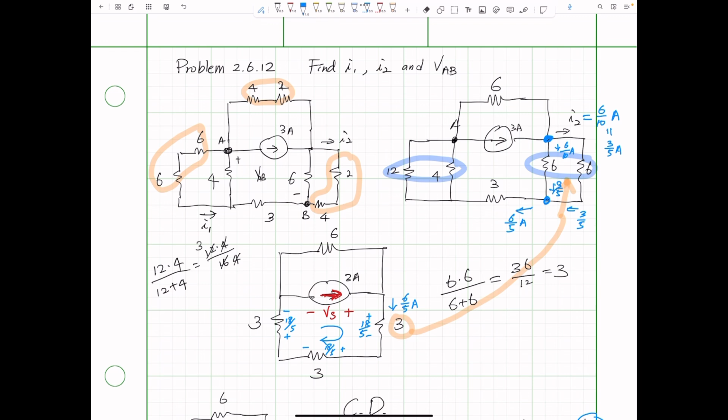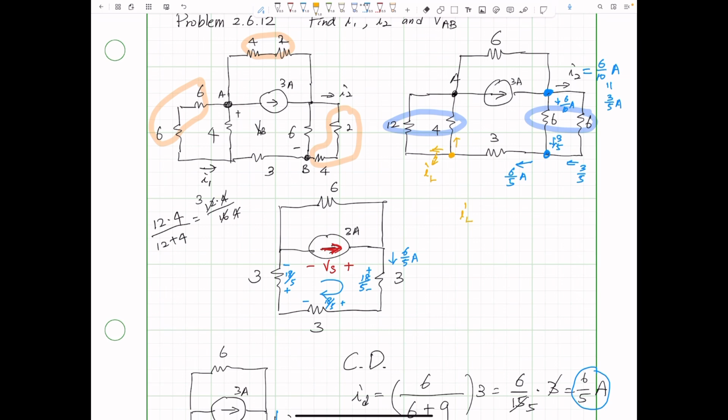And this 6 over 5 is going to split into 2. We're going to call this I left, because this 6 over 5 amps going into this node is going to split into these 2 based on the resistor values. So I sub L equals the opposite 4 over the sum of those two, 4 plus 12, times the total 6 over 5. Then that is 4 over 16 times 6 over 5, which is 3 over 10 amp.